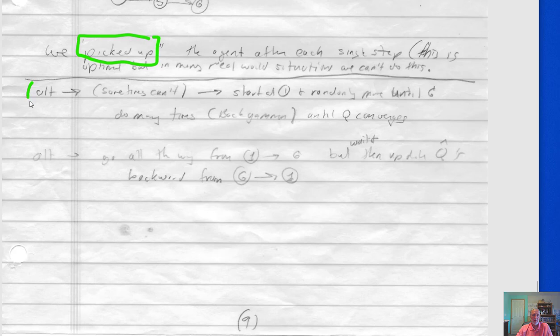So an alternative, if you can't pick the agent up, is you start, say, at 1, and then you just randomly choose actions until you hit the goal. That's what we talked about as the exploration strategy. You do that as many times as possible until the Q converges. And in fact, that's what he did when he trained the Q function to play backgammon.